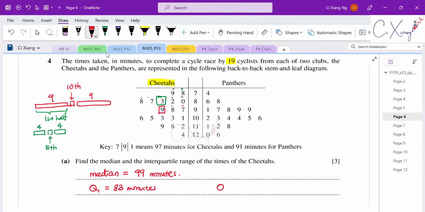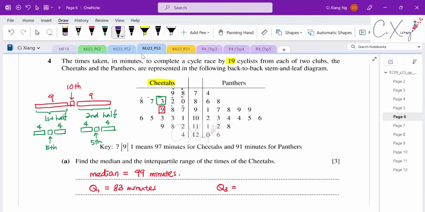Next, I need to have Q3. So same thing happened for Q3. It will be actually the median for the second half of data. So this is my second half of data. I want to separate this 9 values into two sections. The first section is having 4, 1 value in the middle, and then the second section is 4. That means this one is the 5th value after the median. So I need to count the 5th value after the median.